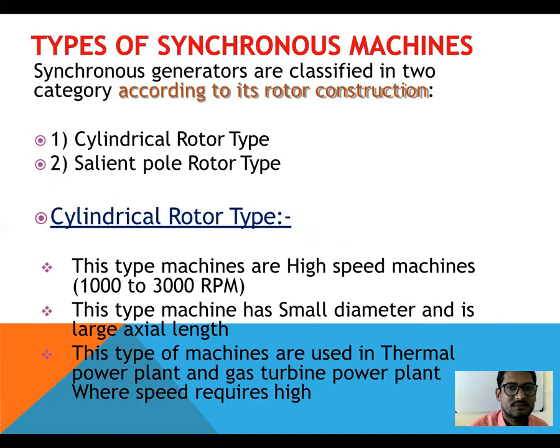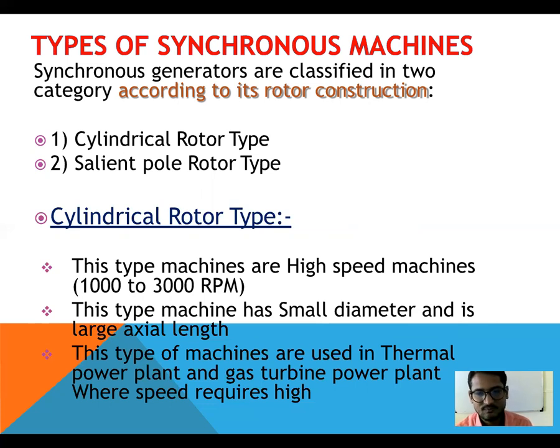So now, types of synchronous machine. There are two types of synchronous machine: first is the cylindrical rotor type machine, and another is the salient pole rotor type of machine. First of all, the cylindrical type of rotor machine. This type of machine is a high-speed machine. The range of speed of this type of machine is 1000 to 3000 RPM, that means revolutions per minute.